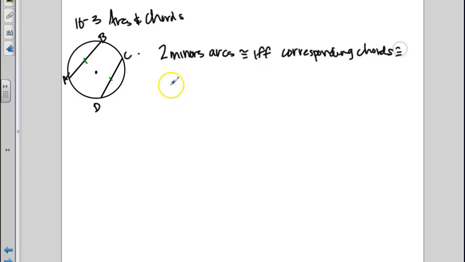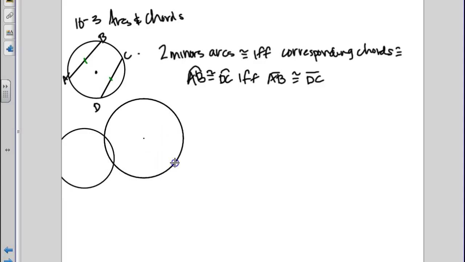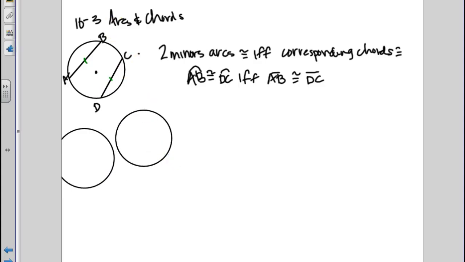All right, so in our case, arc AB is congruent to arc DC if and only if segment AB is congruent to segment DC. Now remember, minor arcs mean that they measure less than 180 degrees. And these do, 180 would be a semicircle. So let's try a little example. I'm going to do two congruent circles since we've already kind of looked at a circle here. Let's get two congruent ones and we'll check this idea out.